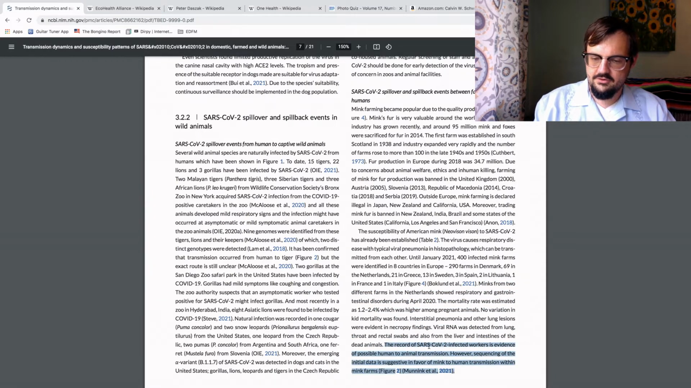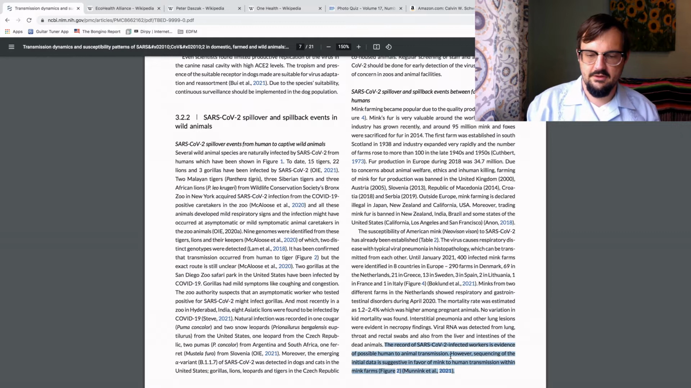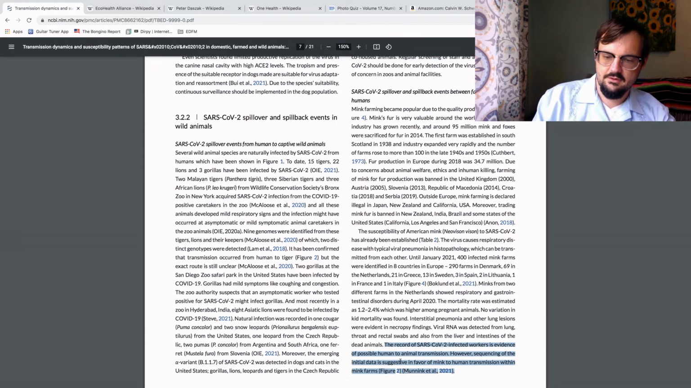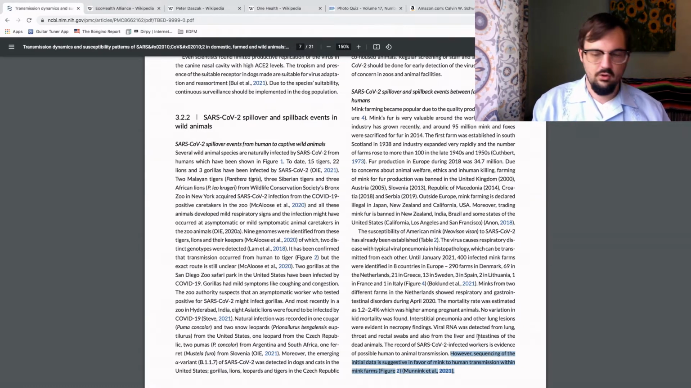The record of SARS-CoV-2 infected workers is evidence of possible human to animal transmission. However, sequencing of the initial data is suggestive in favor of mink to human transmission within mink farms. So there's no evidence, in other words, of mink to human transmission, but sequencing of the initial data suggests that it could occur, and that is the grounds on which, as you recall, all of the mink were culled in Denmark.